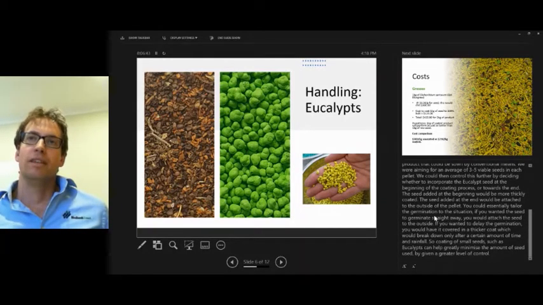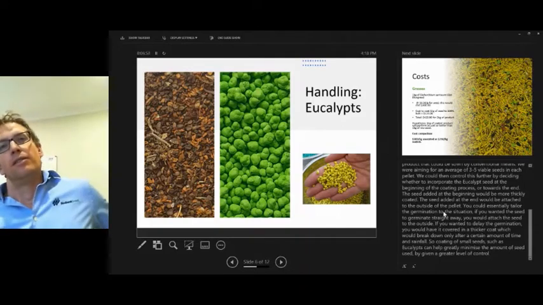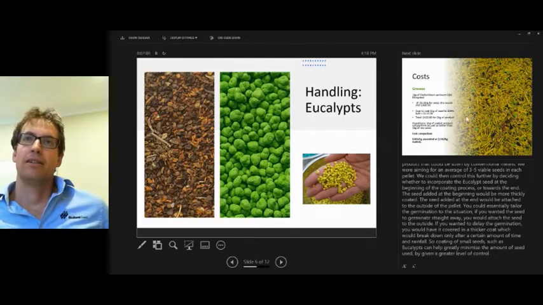So if you needed a certain amount of rainfall before your seedlings germinated, you'd embed it a bit deeper in the coating, so it would only break down and imbibe after quite a bit of rain. But if you wanted it to germinate straight away, you could place the seed on the outside of the coat. So you basically have a greater level of control of how your eucalypt seed is spread.